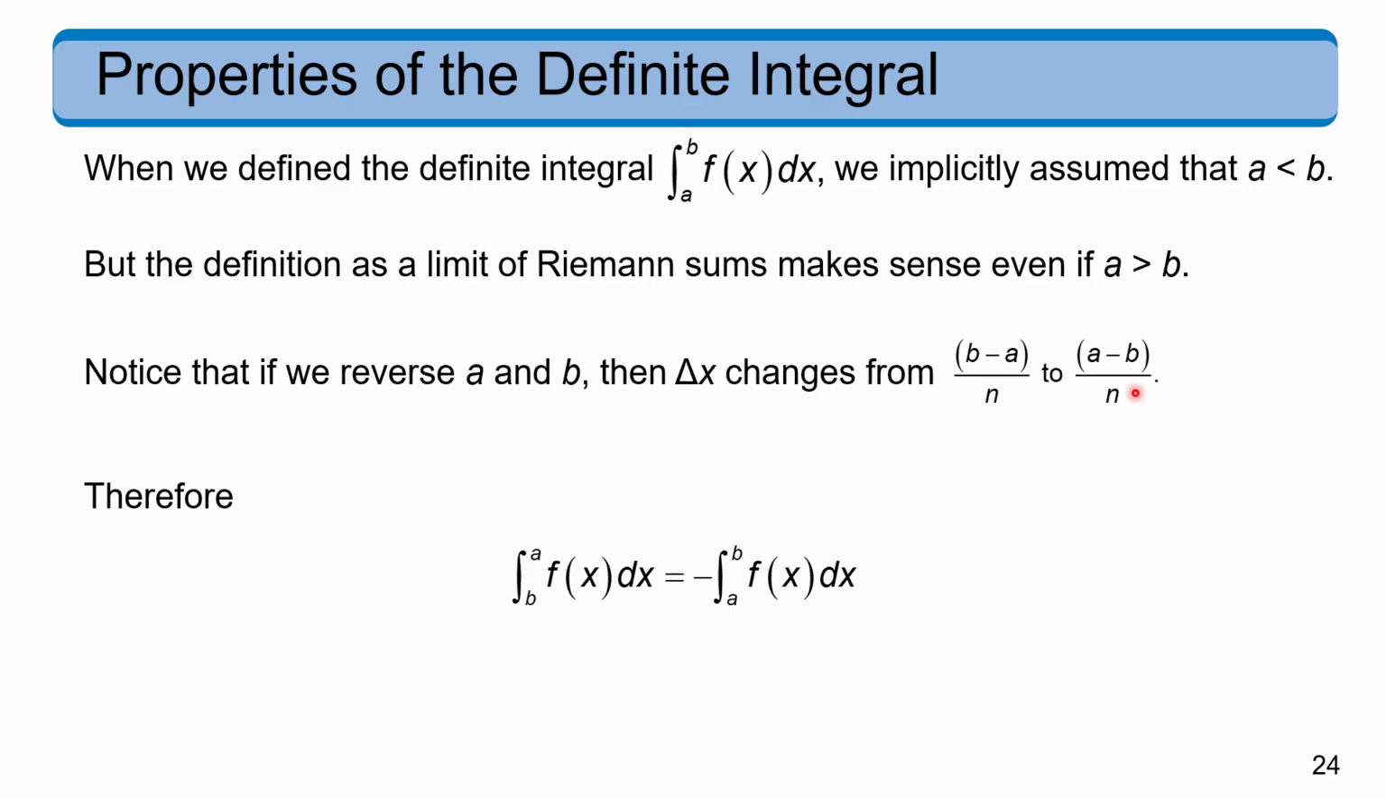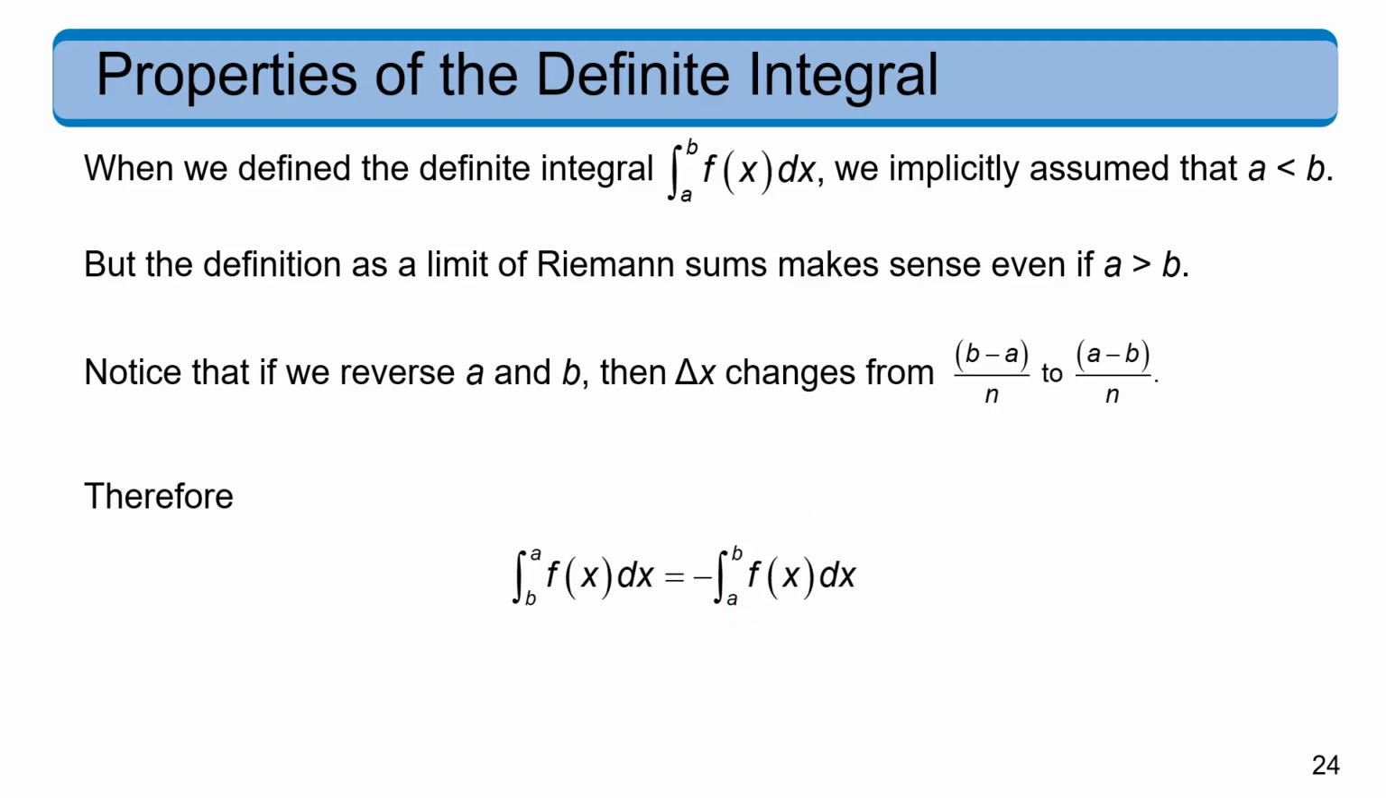Everything else would be the same in the limit definition of the definite integral. So notice that the second version of delta x is just the negative of the first version. And so all it does is introduce a negative sign into the delta x term. So the result is, the standard is to have a at the bottom, b at the top. If you switch those, put b at the bottom, a at the top, you'll get the negative of the value of the original definite integral.